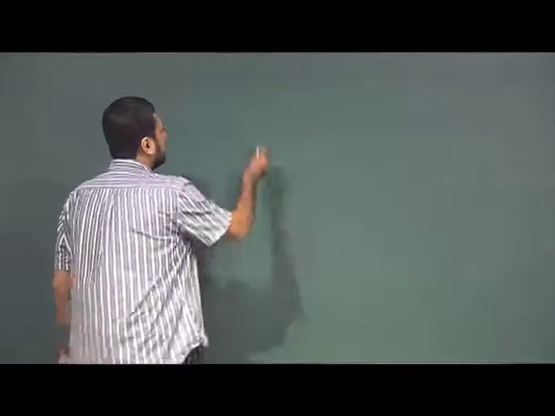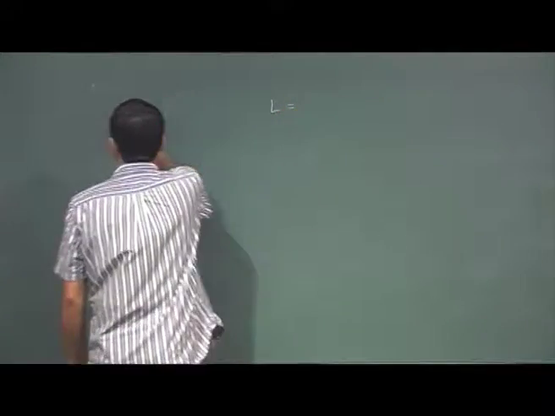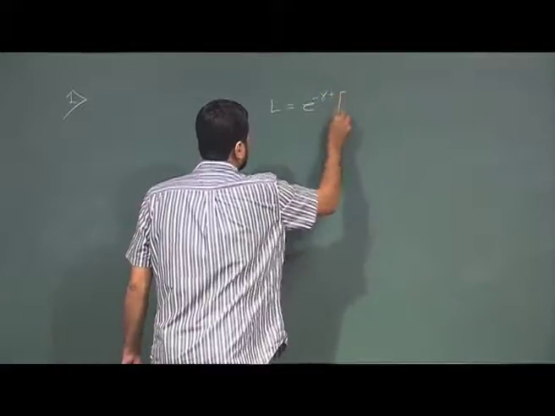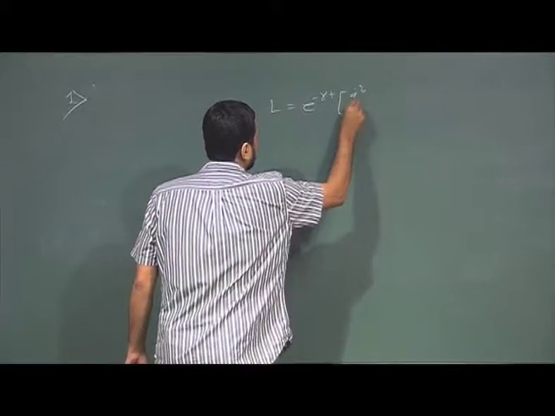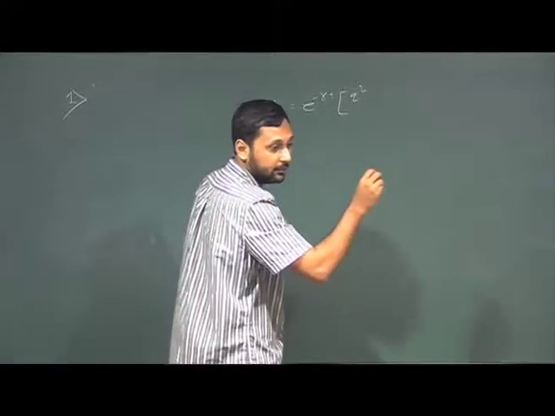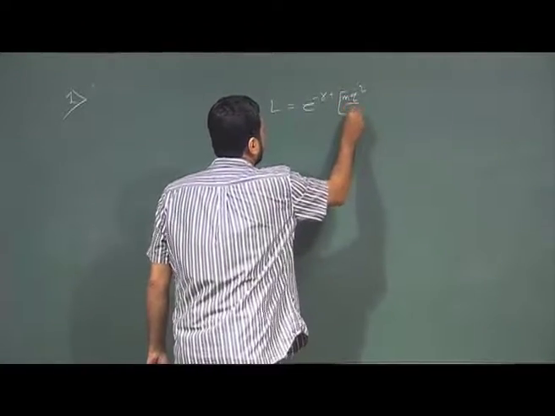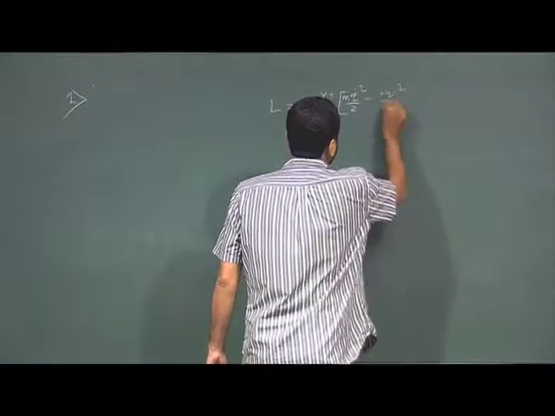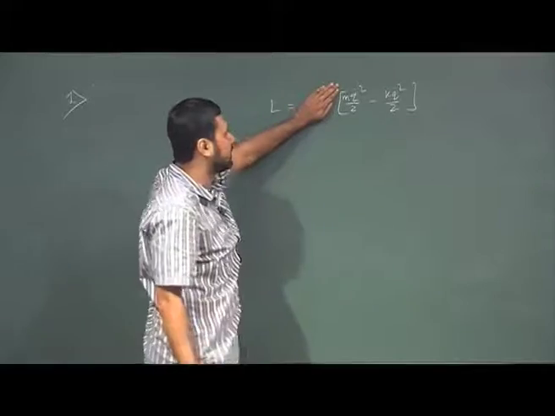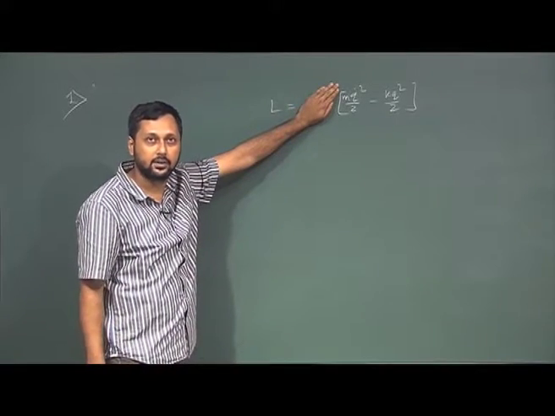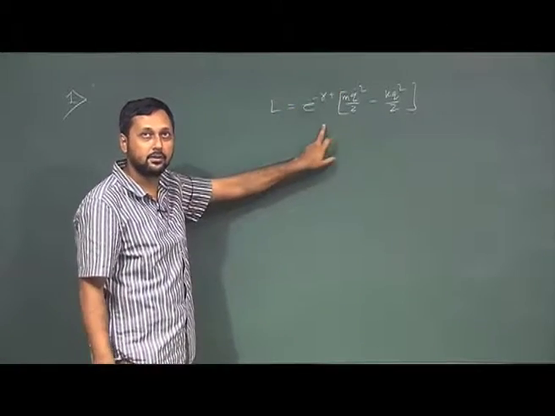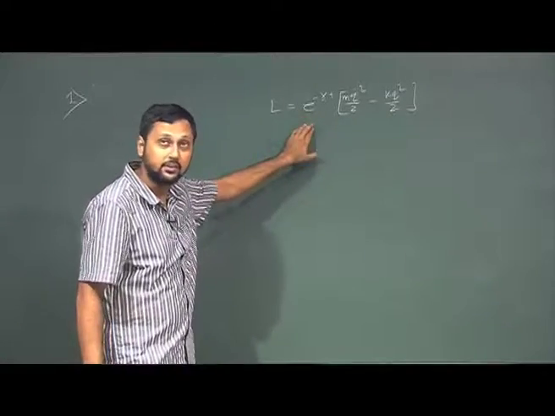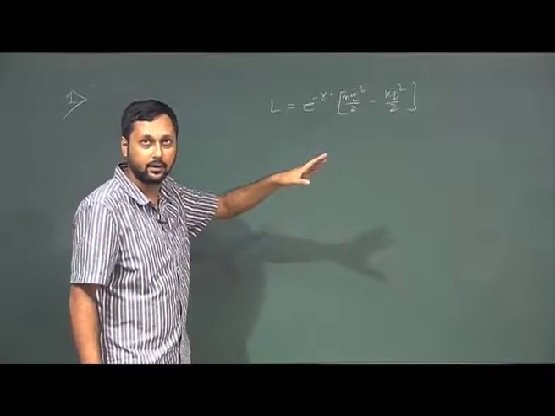So, we have a Lagrangian L, problem number 1 of the problem set: e to the power minus gamma t, m q dot square by 2, minus k q square by 2. This part is the standard one dimensional simple harmonic oscillator Hamiltonian. We add a damping term here. A good practice would be to find out the equation of motion for this Hamiltonian without altering anything.